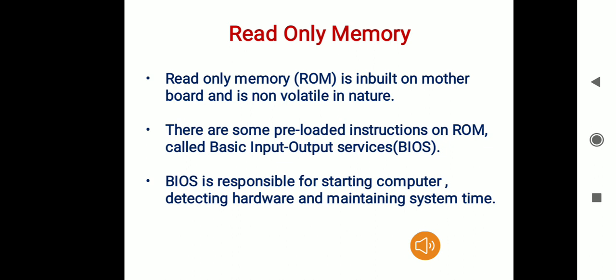The next type of primary memory is the read-only memory or ROM. Unlike RAM, which is volatile in nature, the ROM is non-volatile. Non-volatile in the sense that the memory can retain or hold the data even if the power supply is cut off.